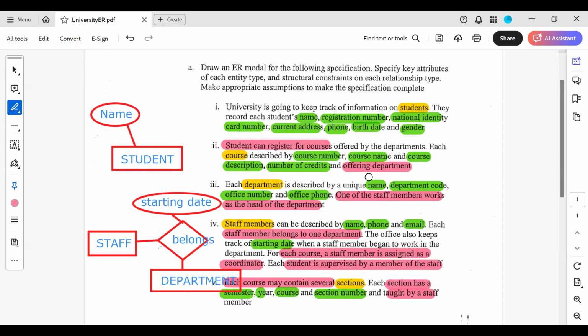Now shall we start looking at whether it's one-to-one, one-to-many or many-to-many? When you say a student can register for courses, is it one-to-one or one-to-many?